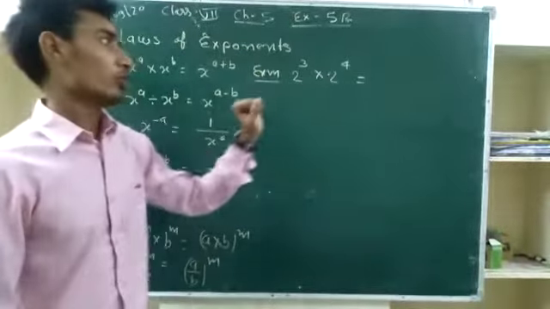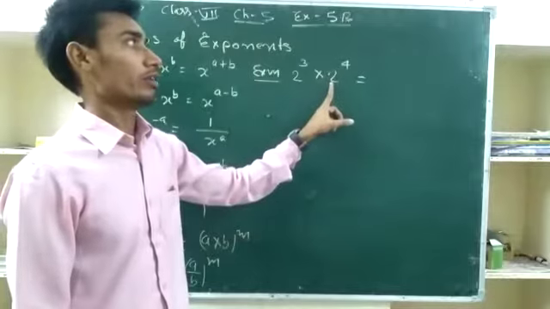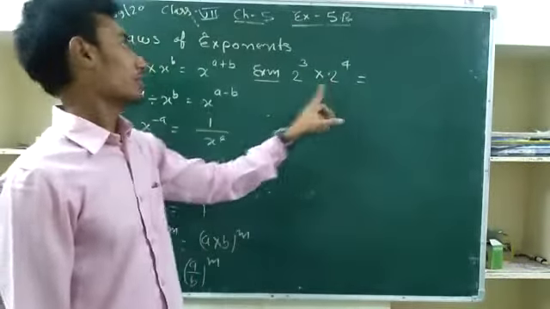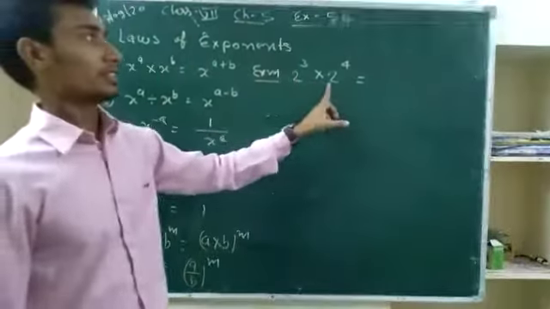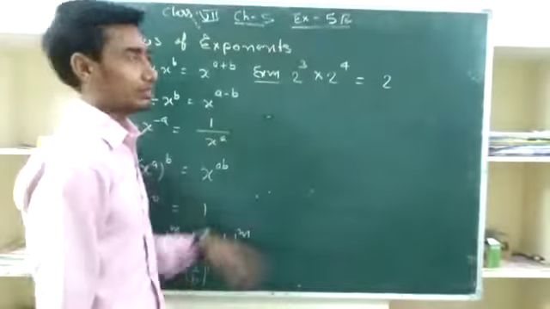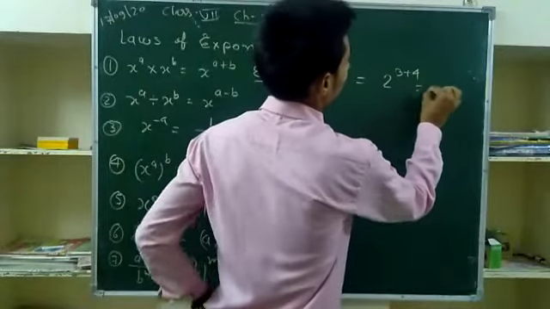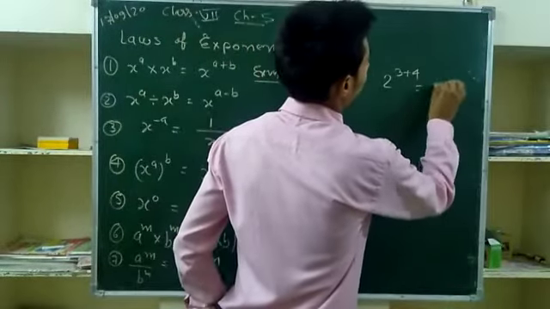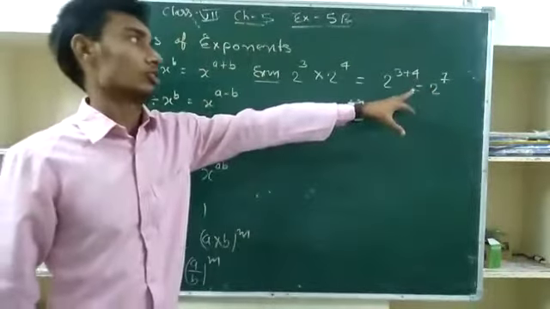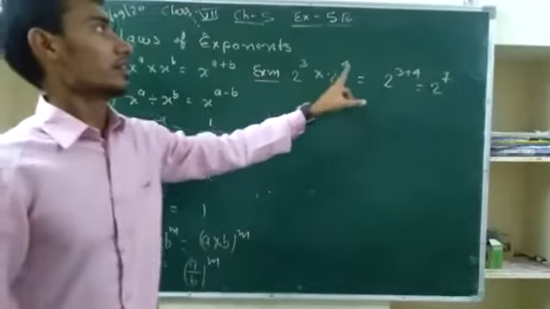So what you have to remember here is that the base is same. What is the base? 2 and 2. And what is the power? 3 and 4. So if your base is same, like x and x, what will we do? First write the base, and add the power. 3 plus 4 equals 2 to the power 7. So that is the way of solution. First write the base, and then add the power.